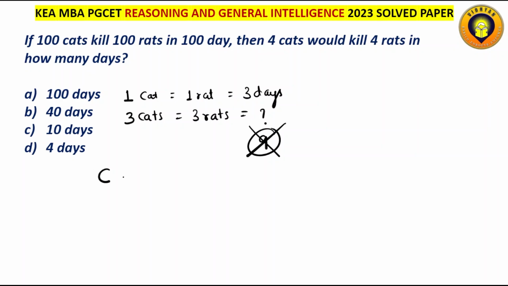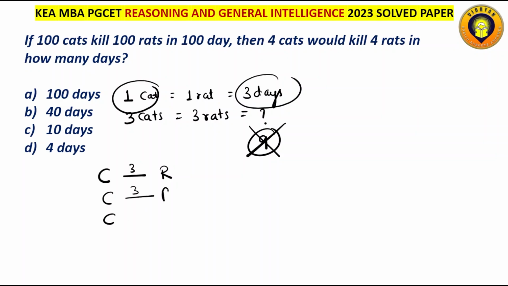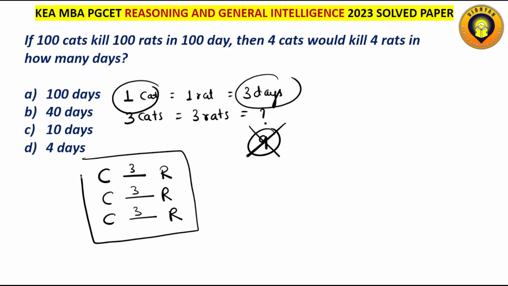See, one cat takes 3 days to kill one rat, correct? One cat takes how many days? 3 days to kill one rat. Now, 3 cats. So, this cat also will take 3 days to kill a rat. This cat will also take 3 days to kill a rat. But what you have to understand, they are doing the work together. Now, all 3 cats are doing the work together.